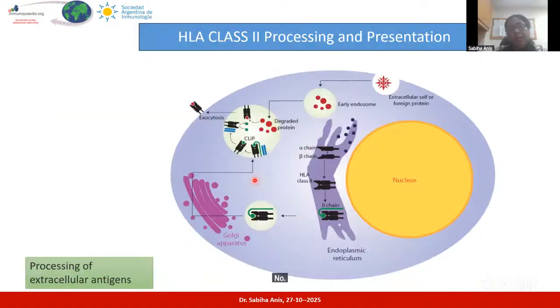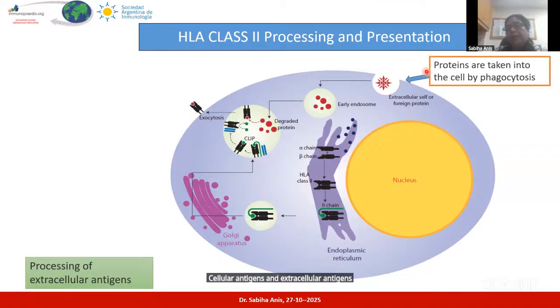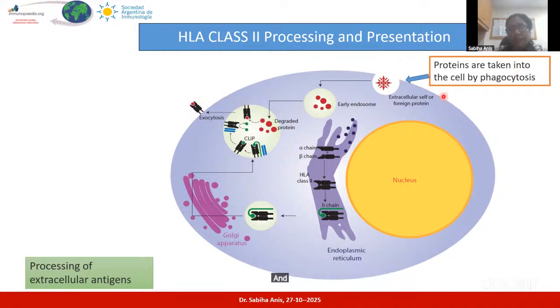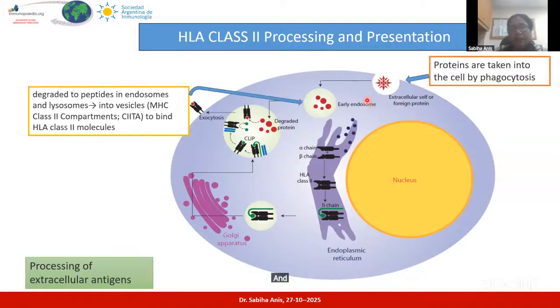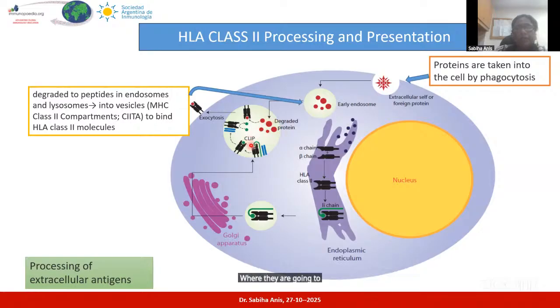Now, HLA class 2 processing and presentation is a little bit different, because it is for the processing of extracellular antigens, which are taken up by the cell mostly by phagocytosis. Once they are phagocytosed, they are in the lysosomes or in the endosomes, and their degradation occurs into smaller peptides. These smaller peptides then move into the vesicles, also called the MHC class 2 compartment, where they bind to the HLA class 2 molecules.